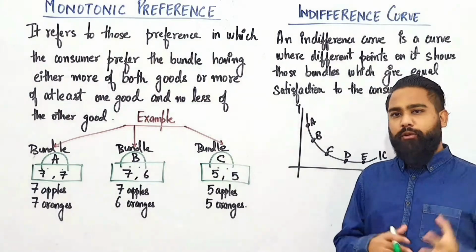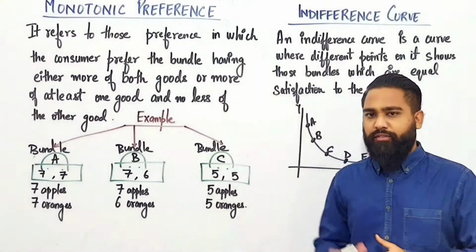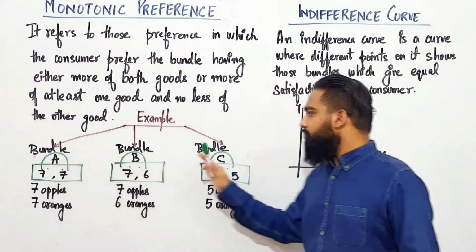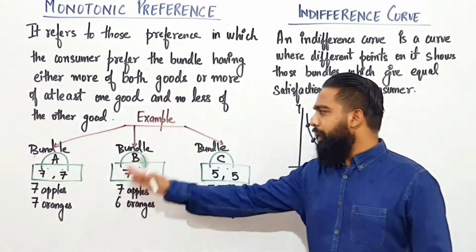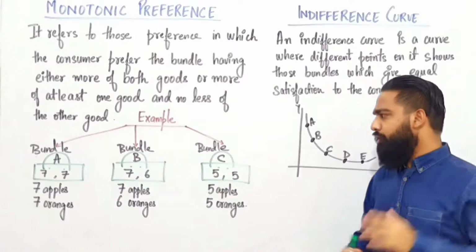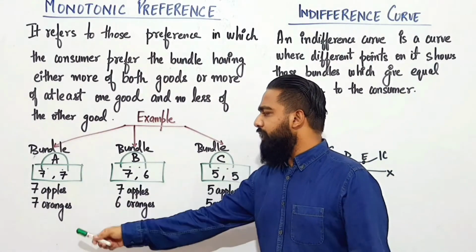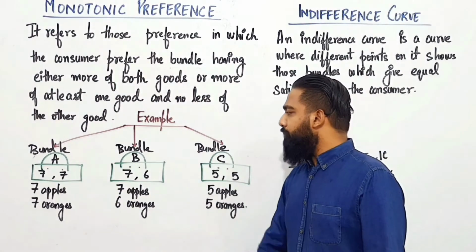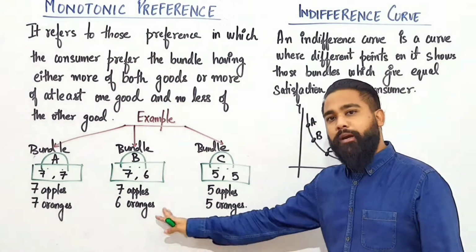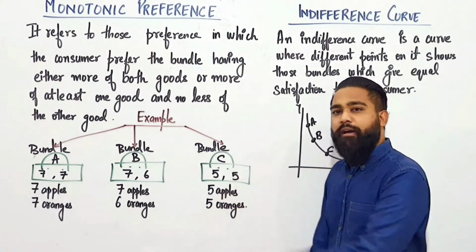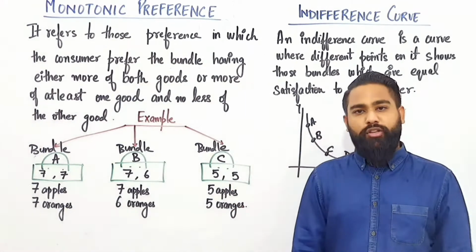If I give you an example, before coming to the definition, let's start with the example itself. I have given you three bundles, bundle A, bundle B and bundle C. You know what a bundle is? It's a combination of two goods. In bundle A there are 7 apples and 7 oranges. In bundle B there are 7 apples but only 6 oranges. And in bundle C there are only 5 apples and only 5 oranges.